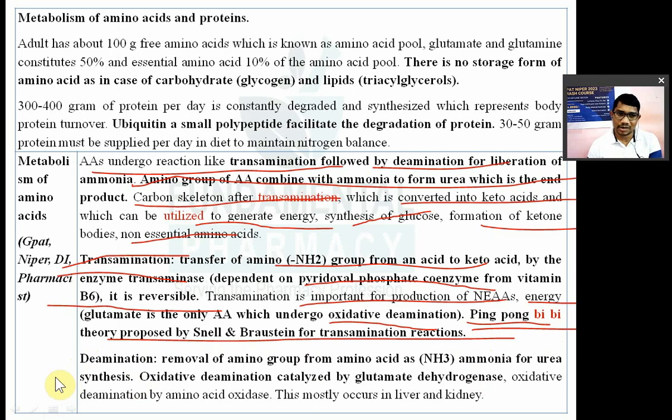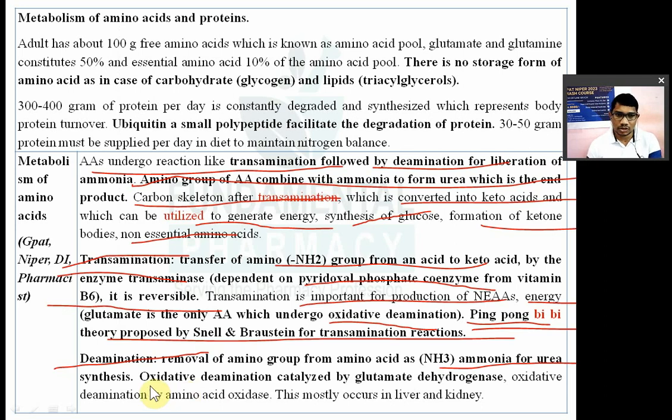So that is transamination. Now deamination means removal of amino group from amino acid to form ammonia or urea. Deamination means removal of amino group. Transamination means transfer of amino group. It is in the name itself: transamination means transfer of amino group, deamination means removal of amino group.